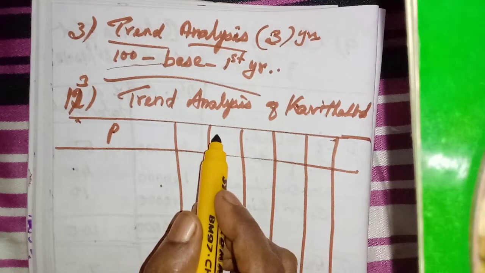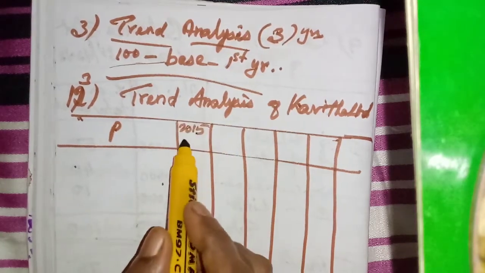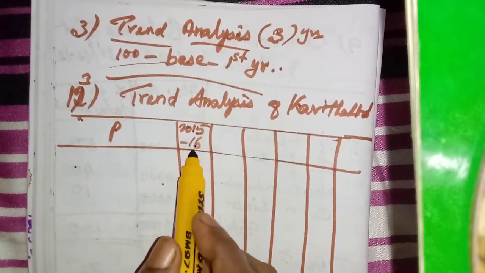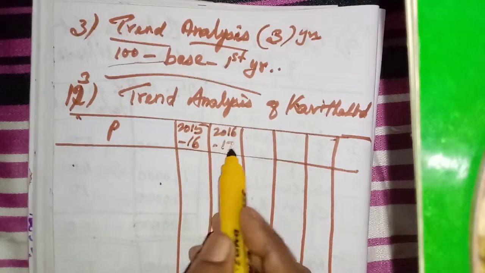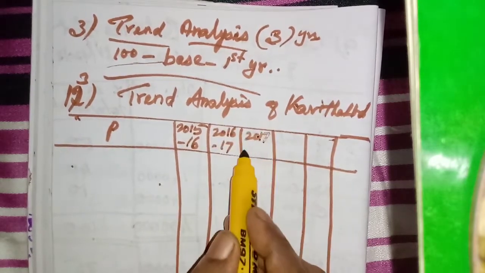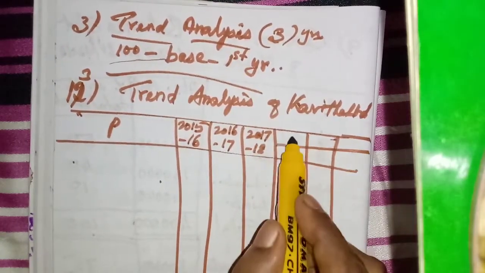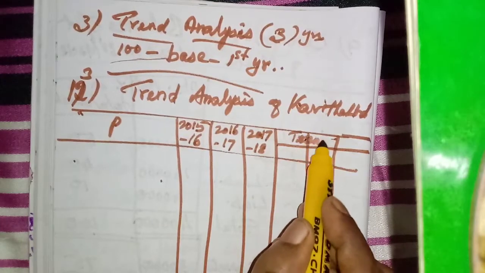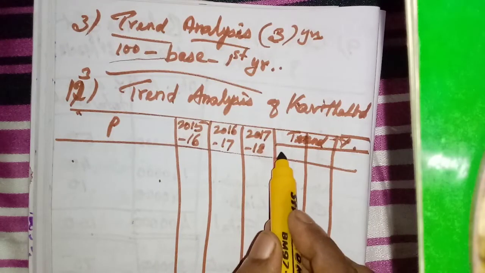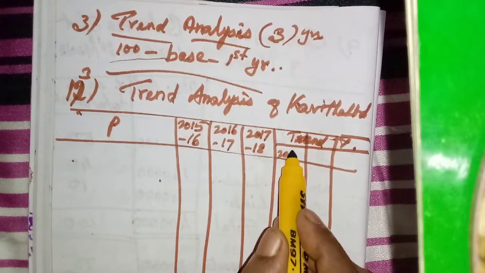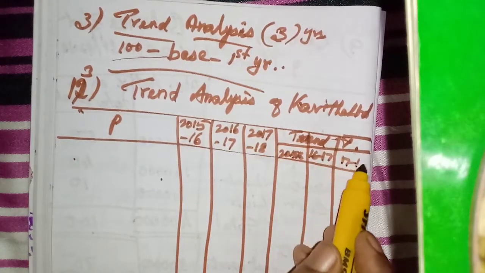2015-16, 2016-17, 2017-18. Then this is trend percentage. Trend percentage again 2015-16, 2016-17, 2017-18.